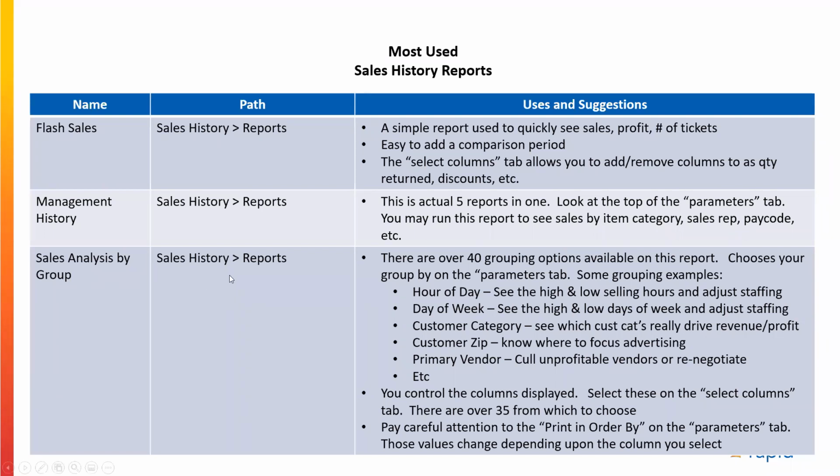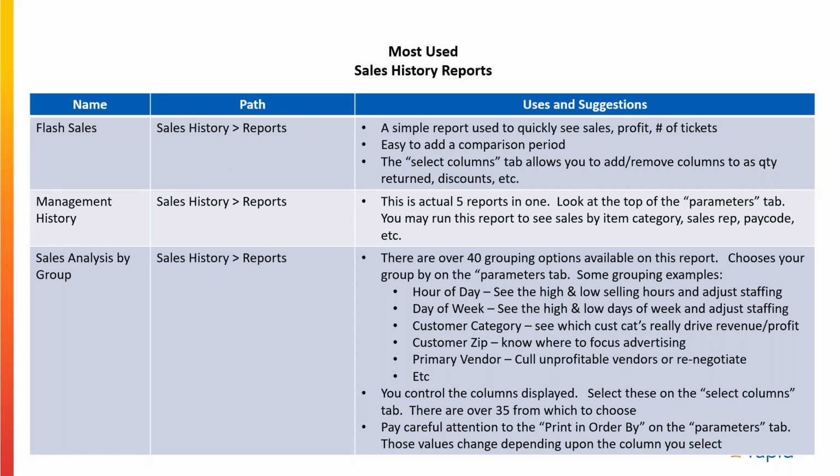Sales analysis by group is what I call the slice and dice report. In retail, we like to slice and dice, and so this report has over 40 different ways that you can group it, so that you can see your sales or other data in those different groupings. And let me give you a few examples of what I mean by that. I could group it by hour of day. And by doing that, I'm able to say, hey, what are my low selling hours and high selling hours, so that I can adjust my staffing and the breaks that I let my staff take according to hour of the day. Similarly, I could do it by day of week. How much more is Saturday really compared to Wednesday? And what kind of impact should that have on my store staffing?